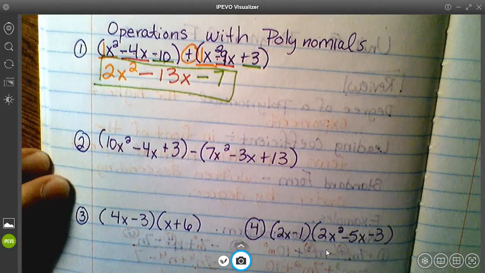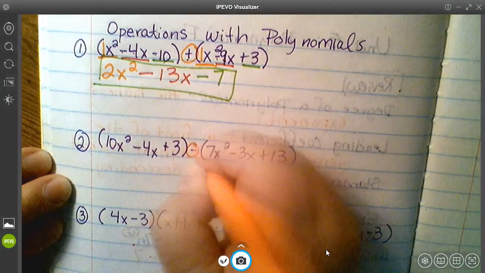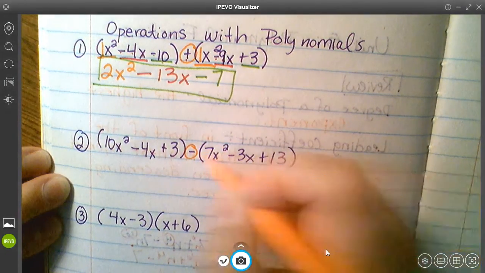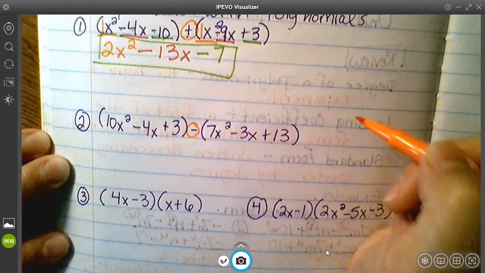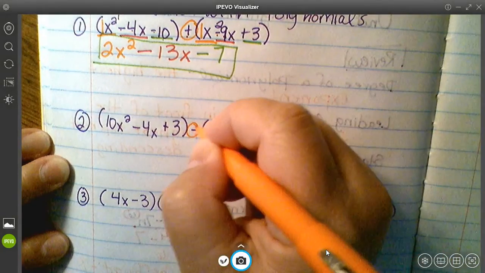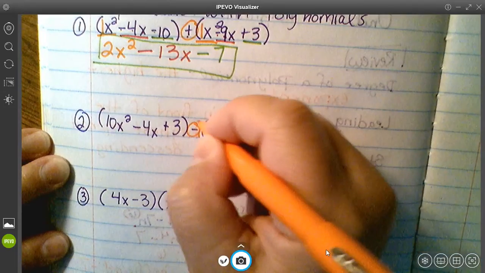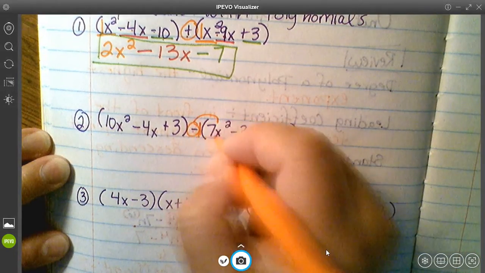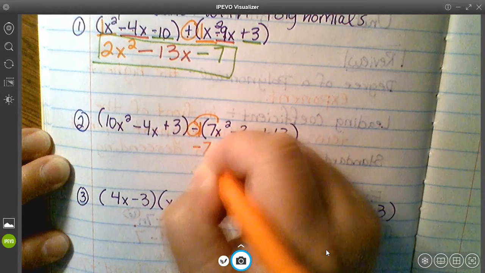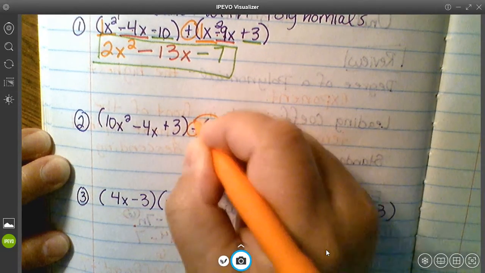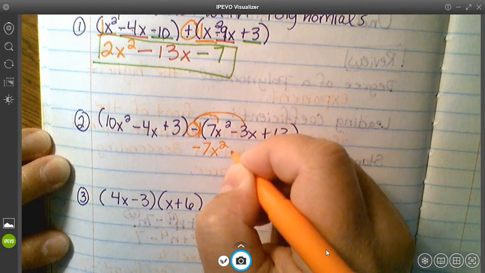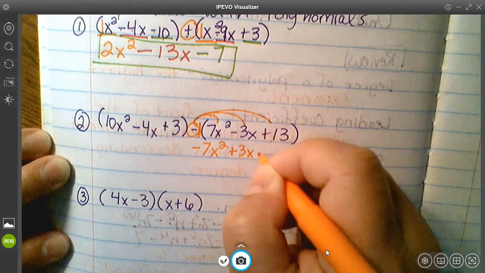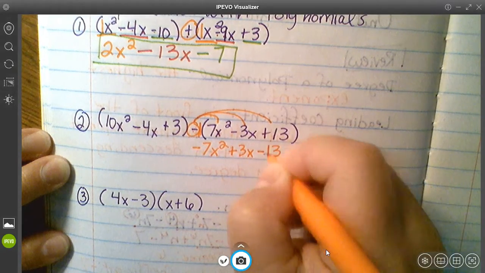Now the next one is a little trickier because here we see a minus sign. And what happens is you forget to subtract about halfway through, usually, even myself. So what I do is I pretend like this is a negative 1 and I multiply, distribute. Negative 1 times 7x squared is a negative 7x squared. Negative 1 times a negative 3x is a positive 3x. And negative 1 times 13 is a negative 13.